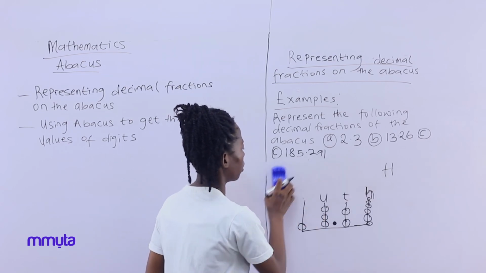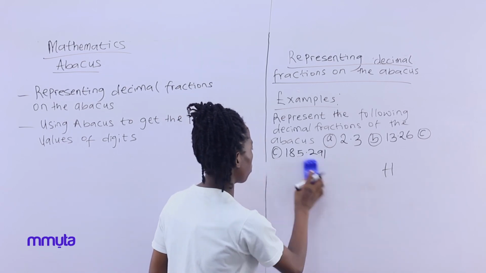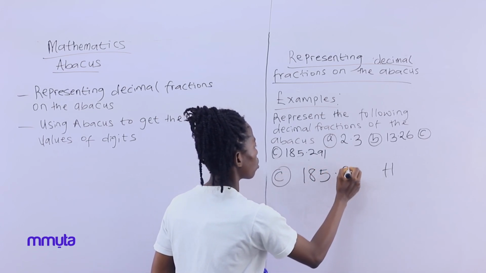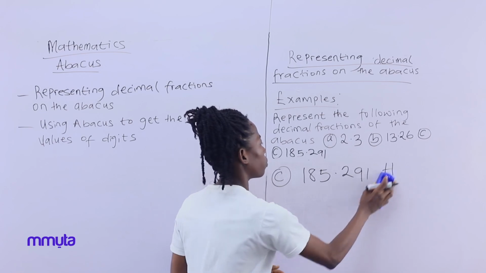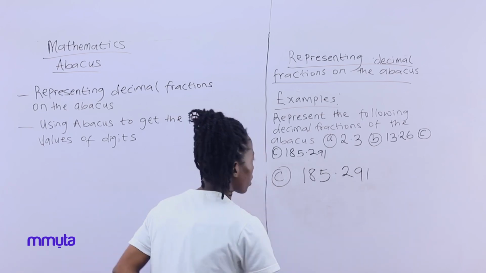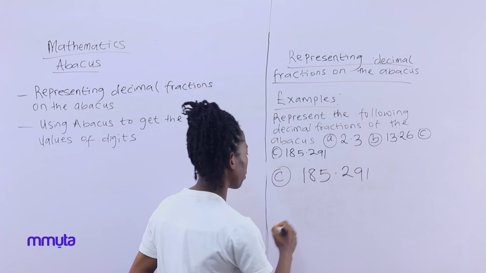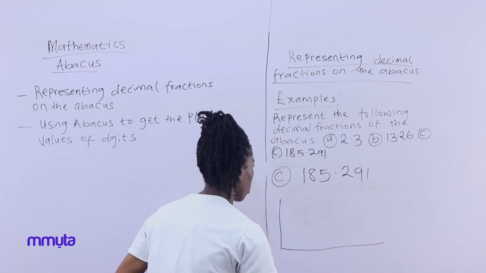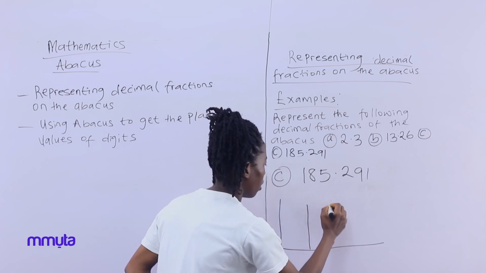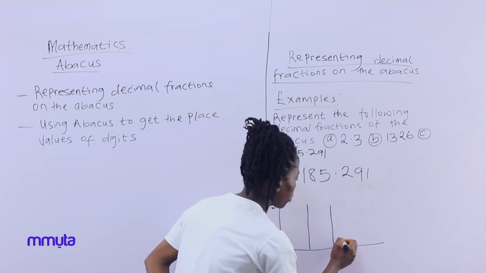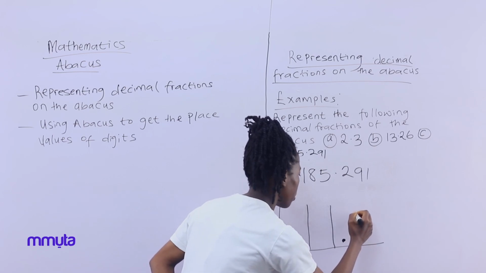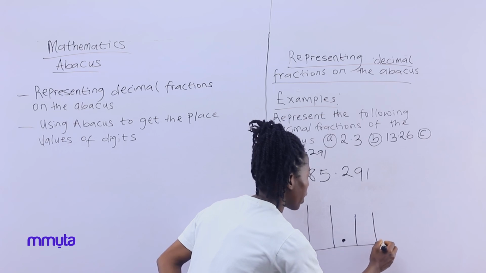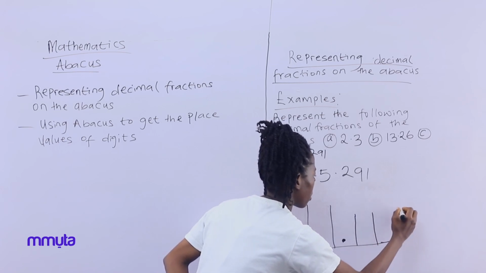Let's quickly do the next one, the last one. We have C, 185.291. How do we represent this on the abacus? If you watch, our numbers are increasing. So for your abacus, you have the hundreds rod, you have the tens, you have the units, and then you ensure your point is at the middle. It begins with the tenths, then you have your hundredths, and then you have your thousandths.